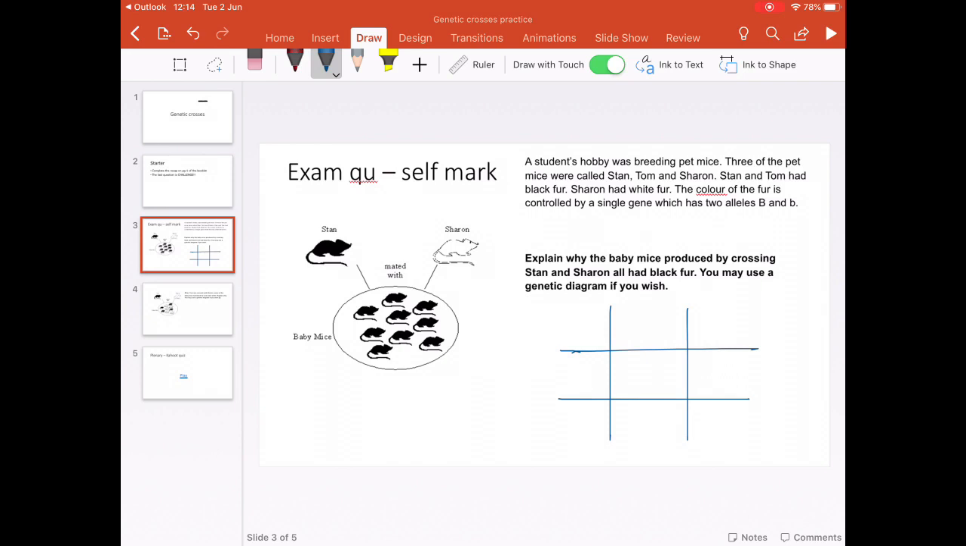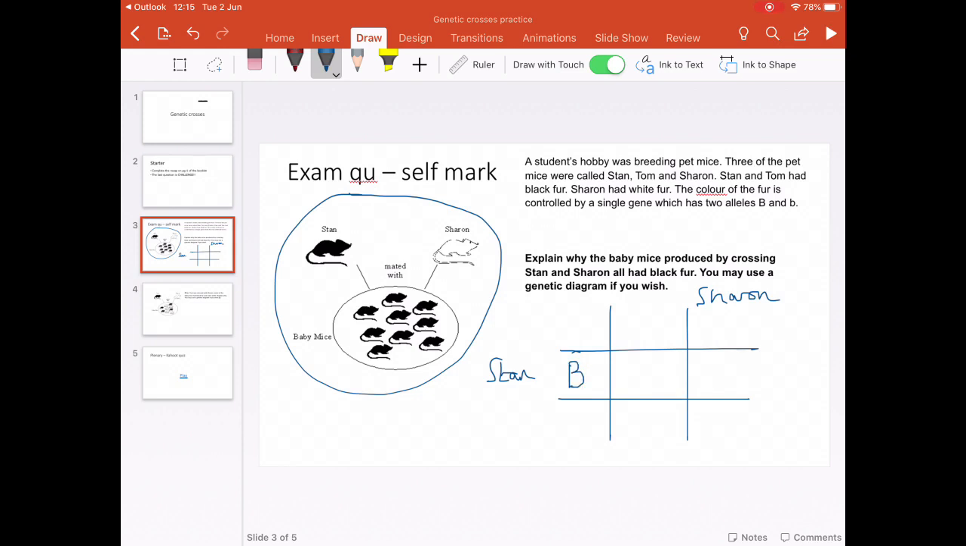And the question says, explain why the baby mice produced using a cross between Stan and Sharon made babies that all had black fur. So I'm going to put those in. We can see that from this diagram over here. So as we can see, Stan is black, so I'm going to give that a capital.